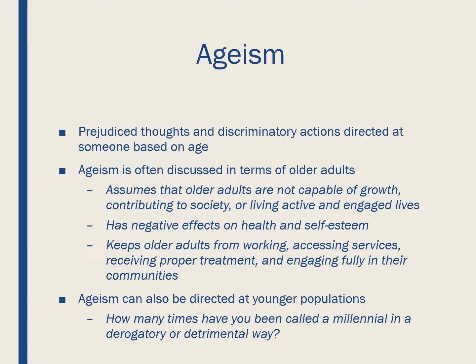So we're going to start with one that you're likely all familiar with. And this is ageism. So ageism is prejudiced thoughts and discriminatory actions that are directed at someone based on their age. Now, traditionally, we think of ageism as being directed at older adults. And these are assumptions that older adults aren't capable of contributing to society anymore, that they're not capable of living active or engaged lives. You may have seen various memes on how the baby boomers destroyed our economy, things like that. These are all ageist depictions of older adults.